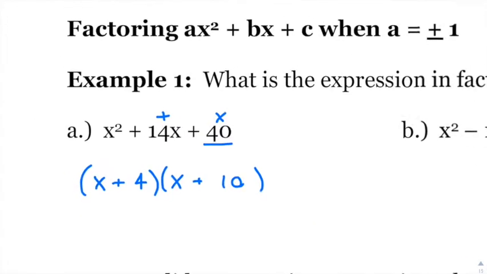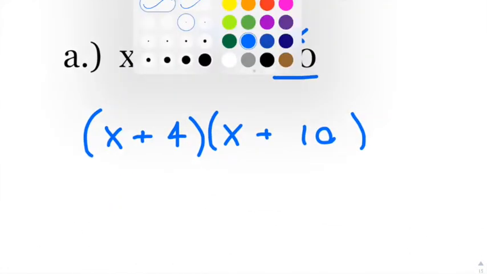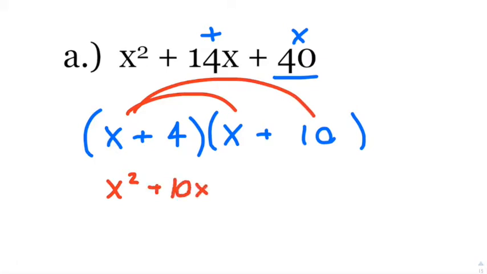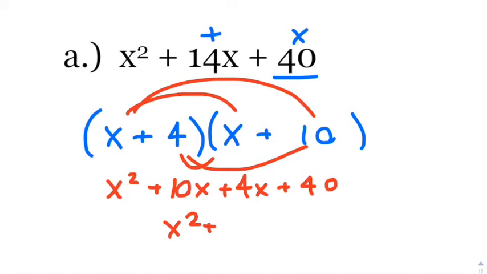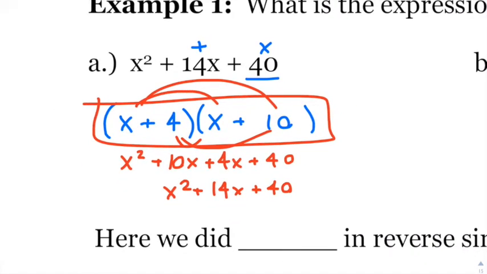You can always go back and check your work by doing your FOIL process up here. I'm not going to do that on every single one, but just to show you, I'm going to multiply these back together. X times x is x squared. X times 10 is 10x. The insides, 4 times x, is 4x. And the last is going to be 40. When you combine like terms, that gets us back to 14x plus 40. So there we go, this is our factored form. That's what you're going to box up here.